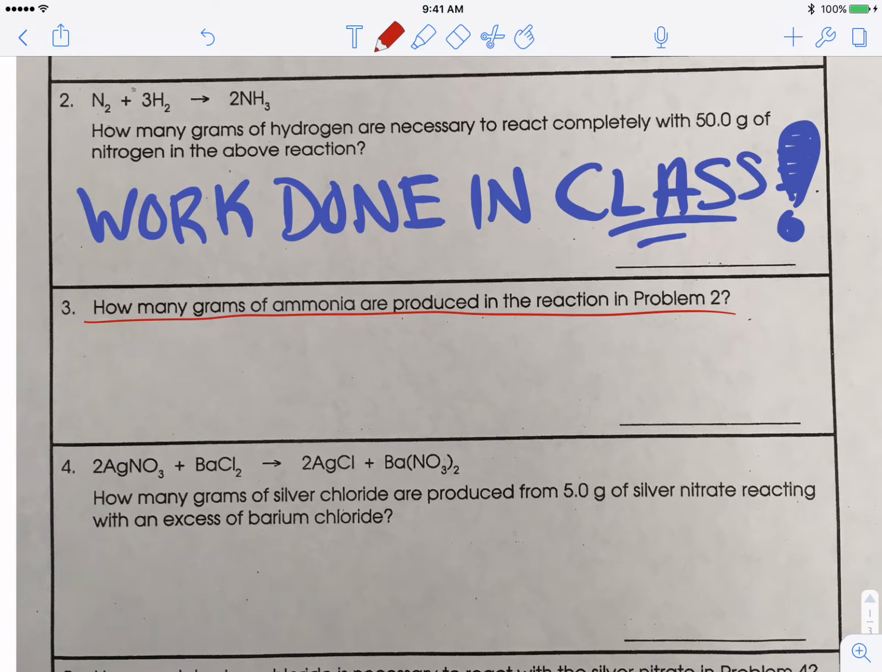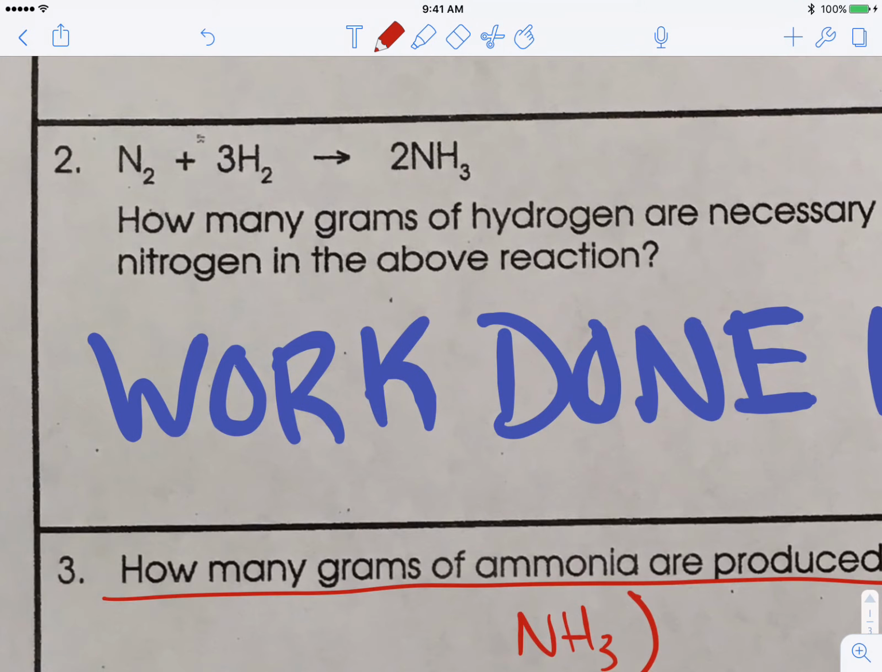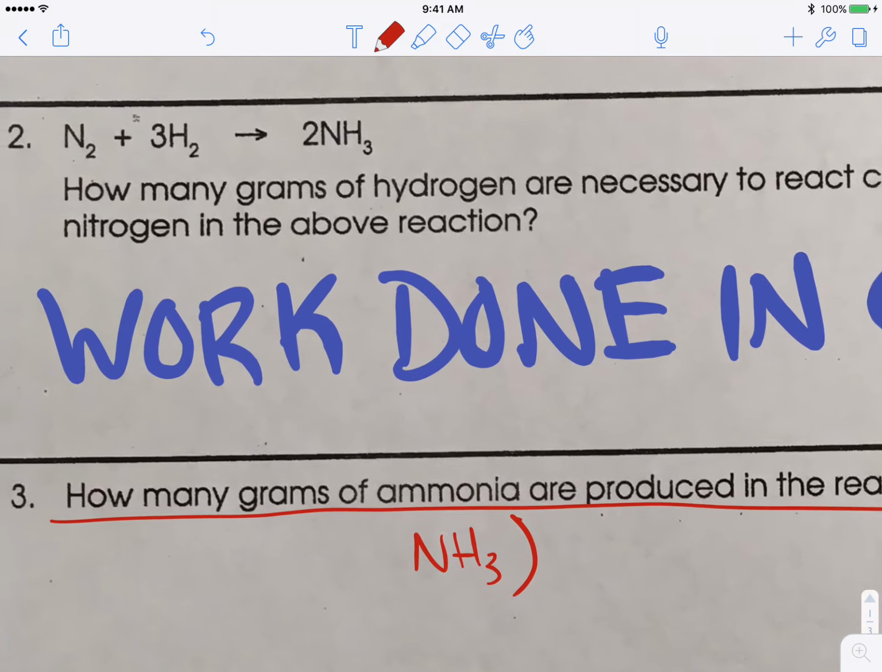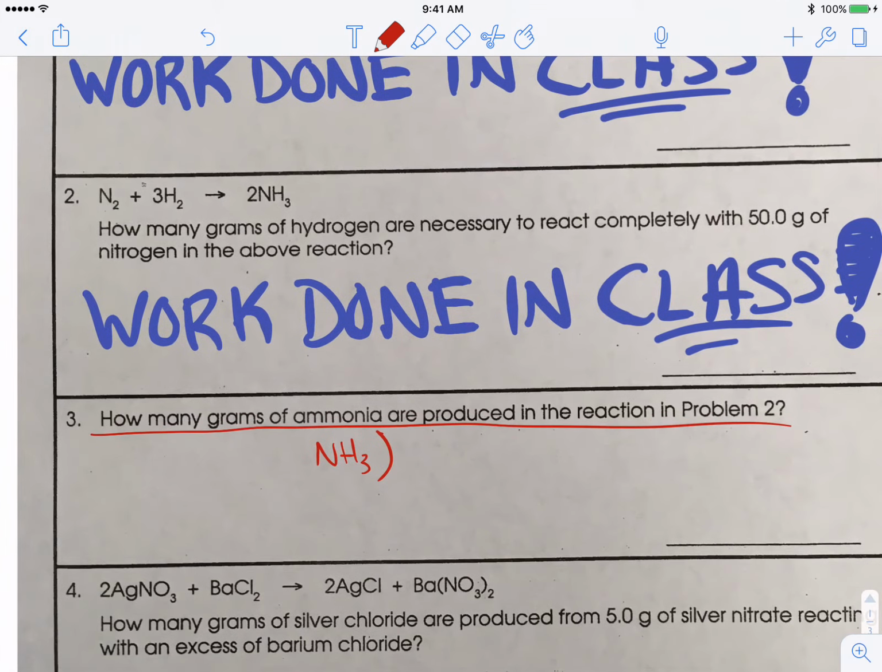Ammonia is the compound NH3, and in this reaction in number 2, it looks like we have N2 plus 3H2 coming together to make 2 moles of ammonia. It says we had 50 grams of nitrogen originally. So we are going to focus on N2 and 2 NH3. We don't need to focus on 3 moles of H2 right now.